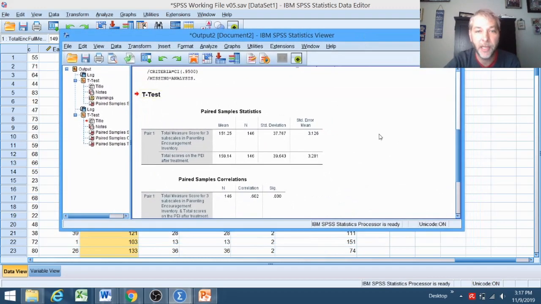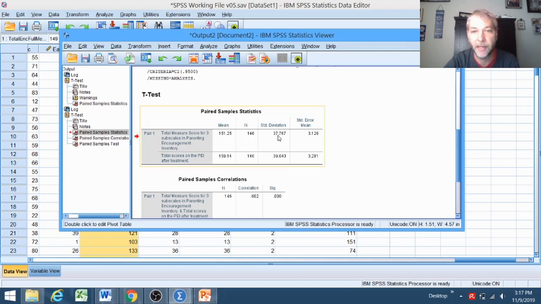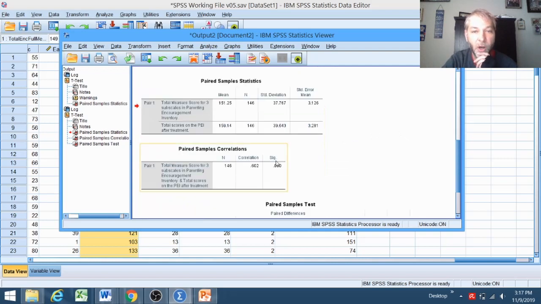So what we're looking at here is we can see our mean scores and the number of participants we have for the before scores, right? And we can see now that the standard deviations are different between the two groups, as is the standard error of the mean. Our mean scores look like they went up nearly 8 points. So in all, we have 146 participants, right? Which is the number of participants for which we have data both before and after.